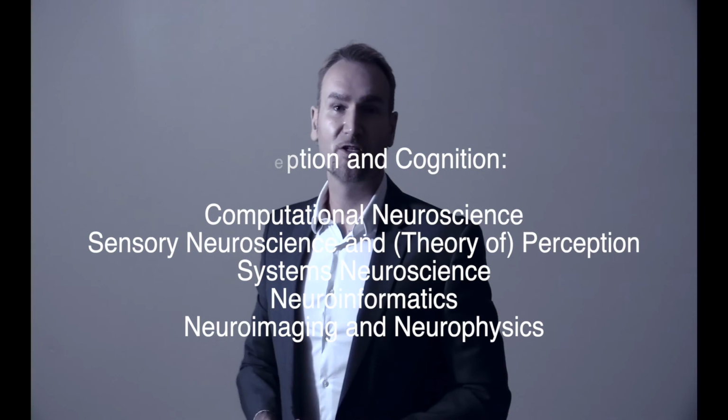Thank you very much. This was a very complex series of topics. We just completed week 11 on chapter 6, Perception and Cognition. So we will continue with the second part of chapter 6, and we will move on to computational neuroscience, sensory neuroscience, and other elements within theory of perception.